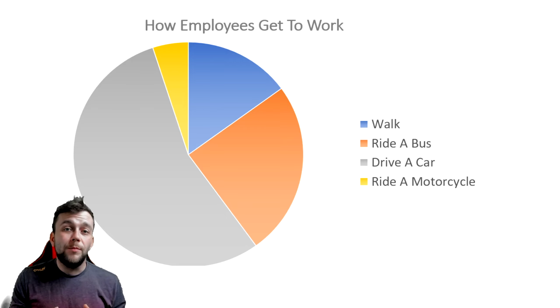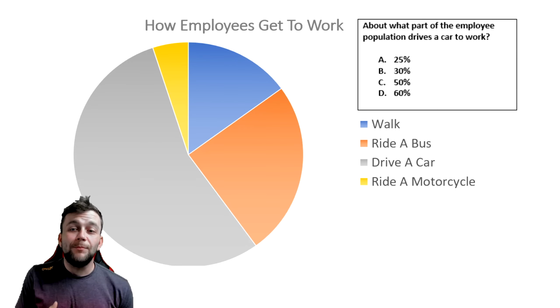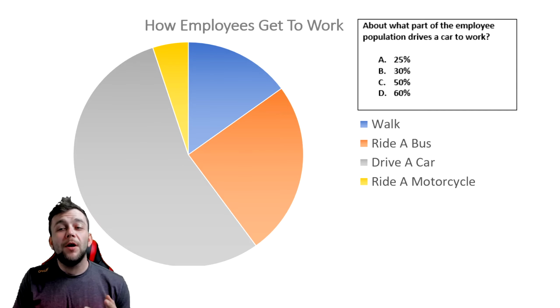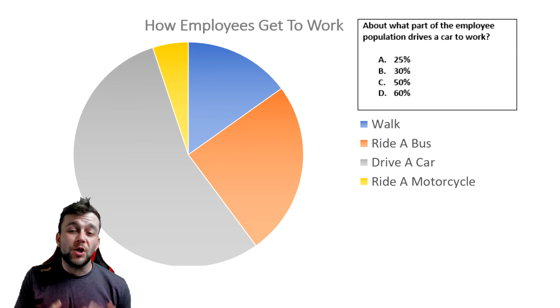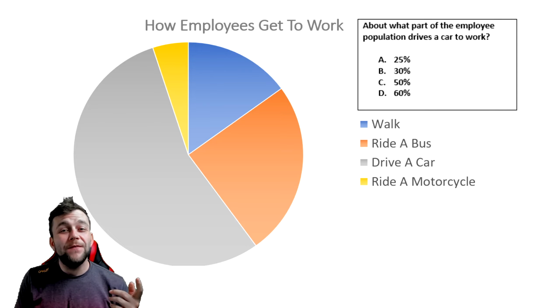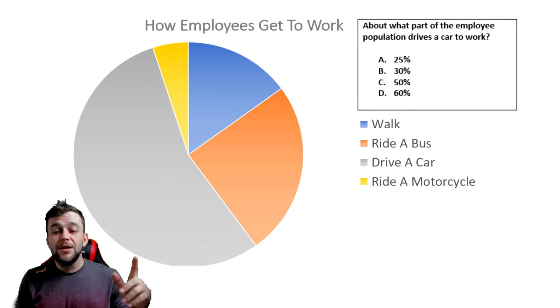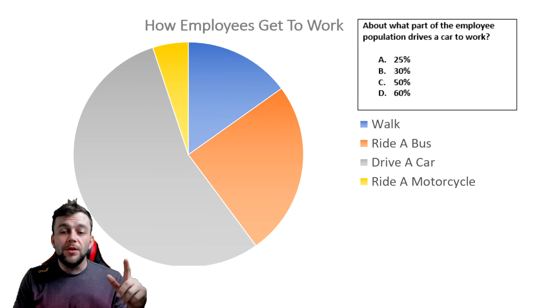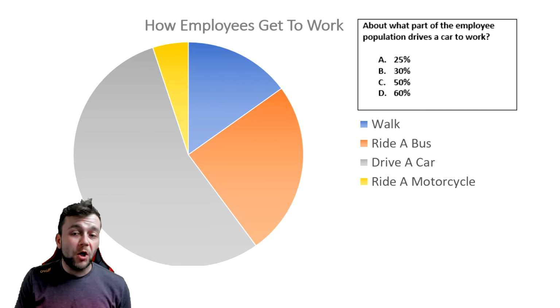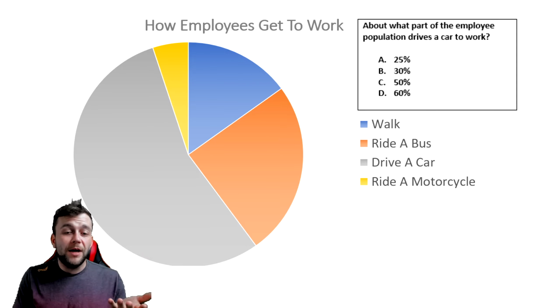Let's get a question up on the board. So here we have our example question, and it's about what part of the employee population drives a car to work. Is it A, 25%, B, 30%, C, 50%, or D, 60%? So let's just take a look. The silver is drive a car to work, and that one is by far the largest.